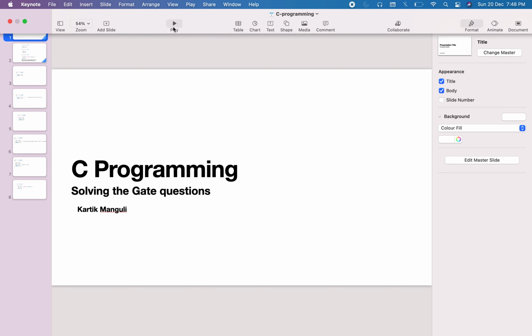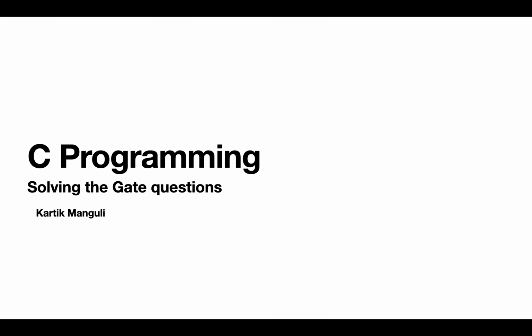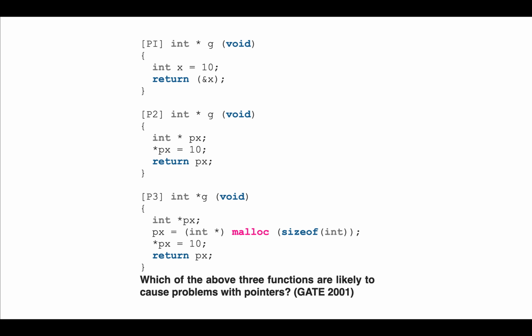So today I am going to discuss one of the questions asked in the GATE examination, GATE 2001. So see here: which of the above three functions are likely to cause a problem with the pointers? You can see there are three chunks of code, P1, P2 and P3. You need to tell which of the three functions are likely to cause problems with the pointers.